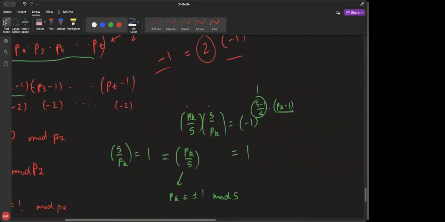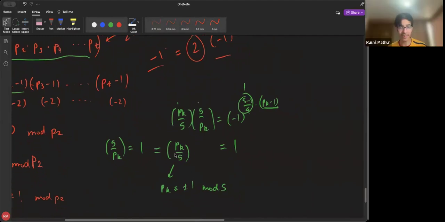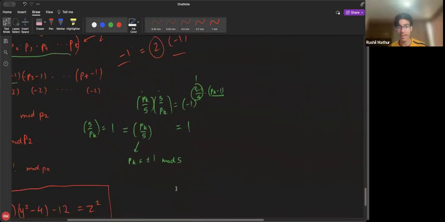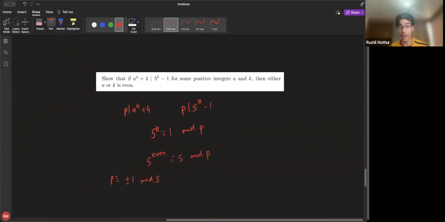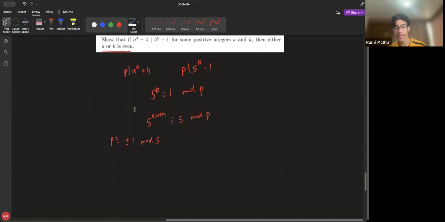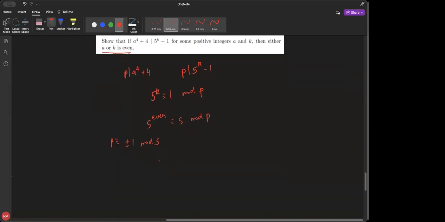Why is k even? Sorry, why is k even? k is odd, so when I multiply both sides by 5, we assume that a and k are both odd, and we'll prove that there's a contradiction. Does that make sense? Yeah, I got it now.